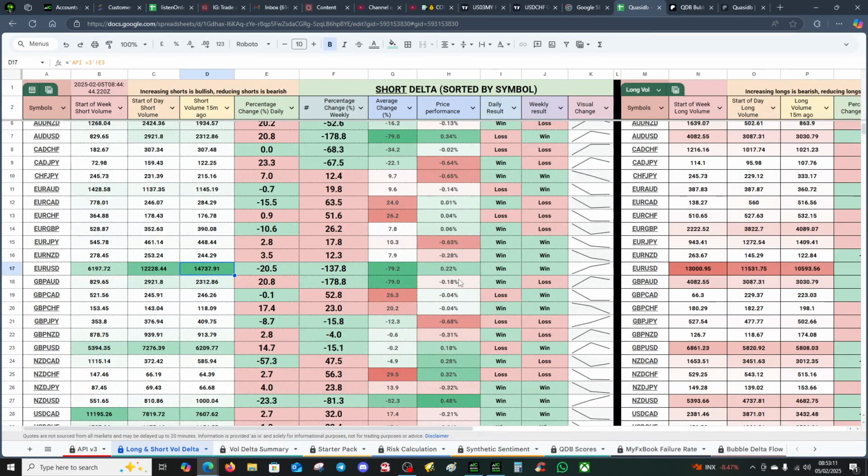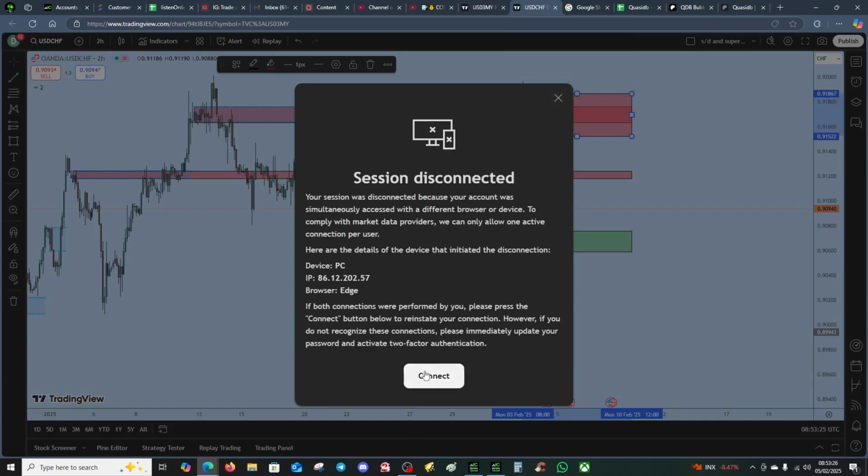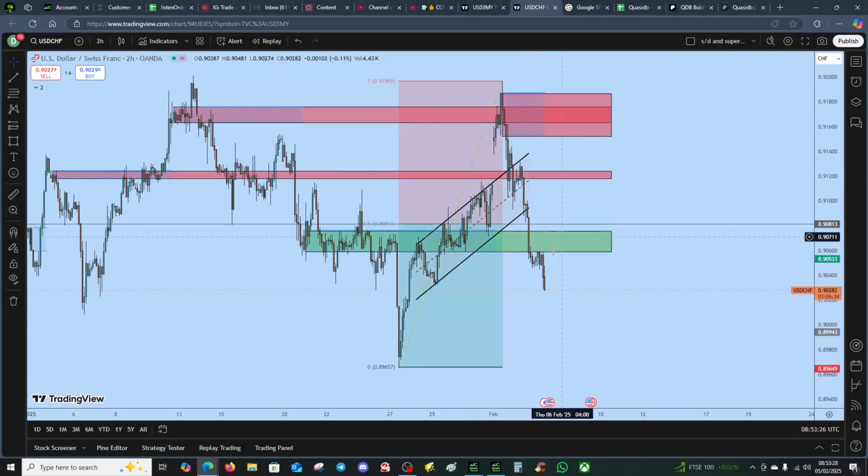We may probably expect a pullback because yesterday was very strong. But do note that it would be a buy if we dip. So I just want to show you some charts. So here's the dollar Swiss.